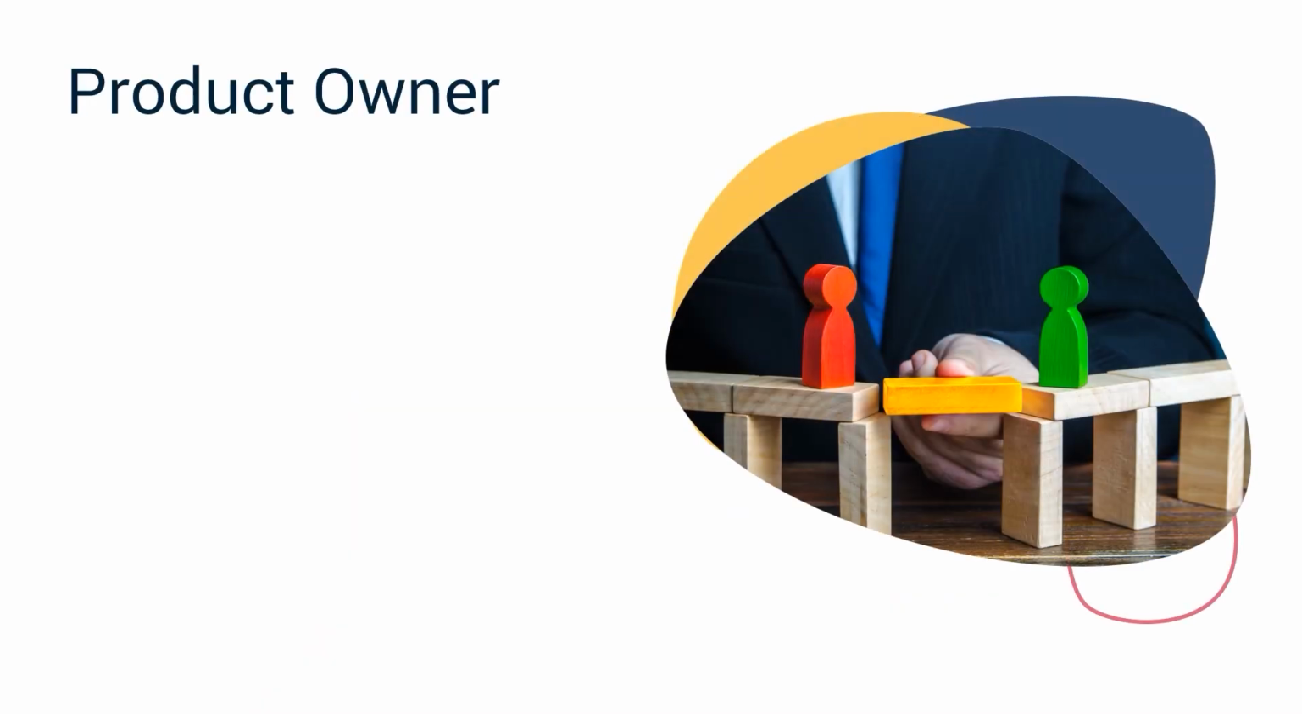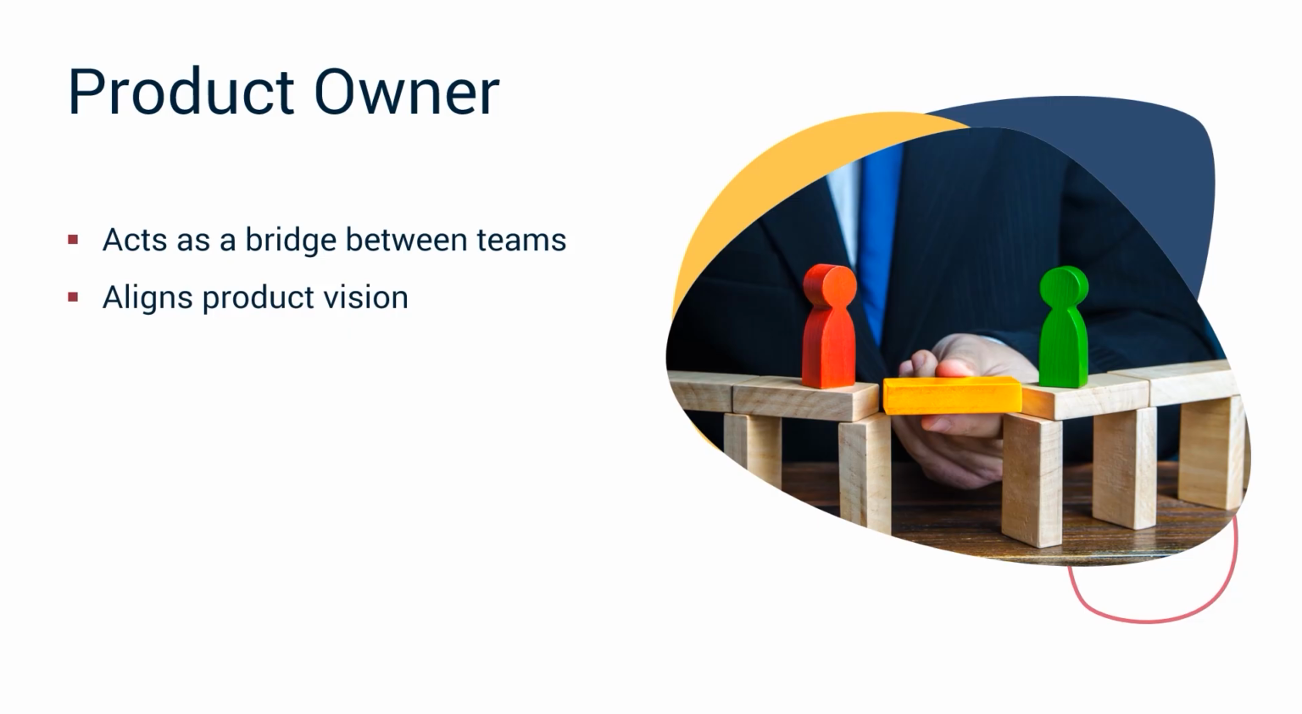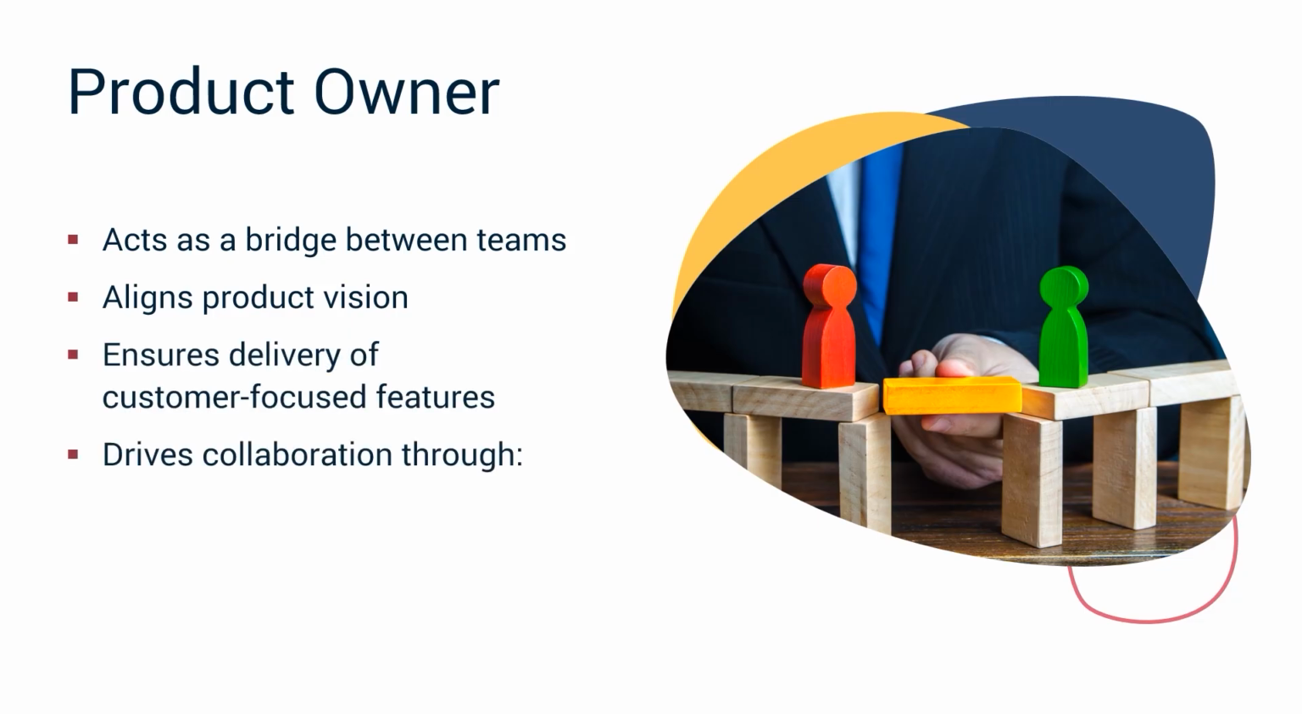Have you ever wondered how the product owner effectively collaborates with the marketing and Scrum team to ensure a product's success? The product owner acts as a bridge between the teams by aligning the product vision with marketing strategies and ensuring the Scrum team delivers features that meet customer needs through communication, planning, and feedback.